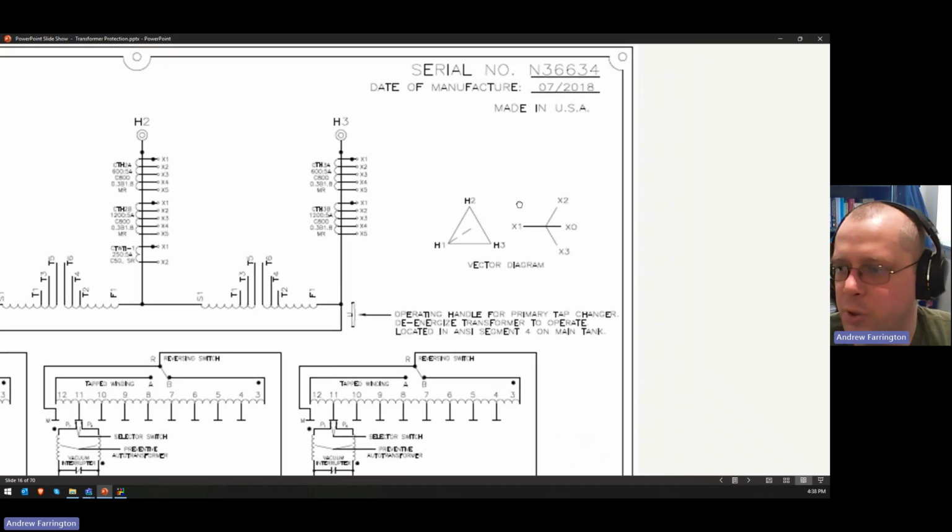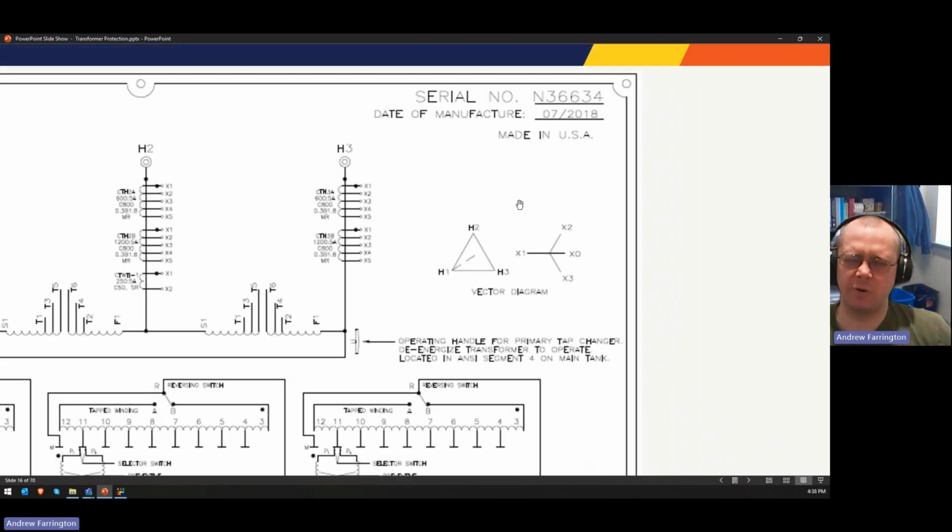A couple of things to remember about the vector diagram. It's dependent upon the phase sequence of the system. Most of North America is positive sequence. That's more or less taken as an assumption.